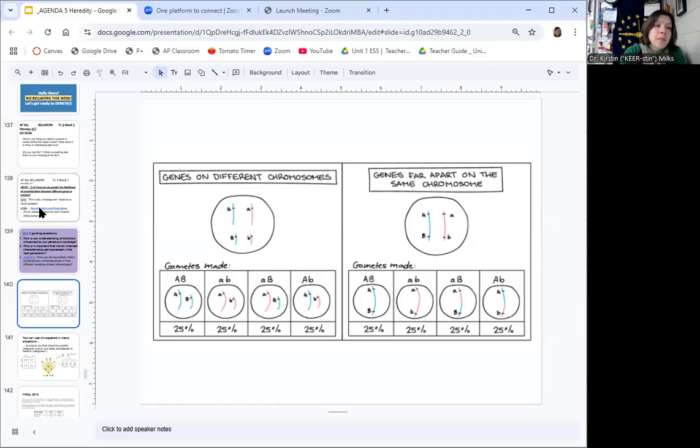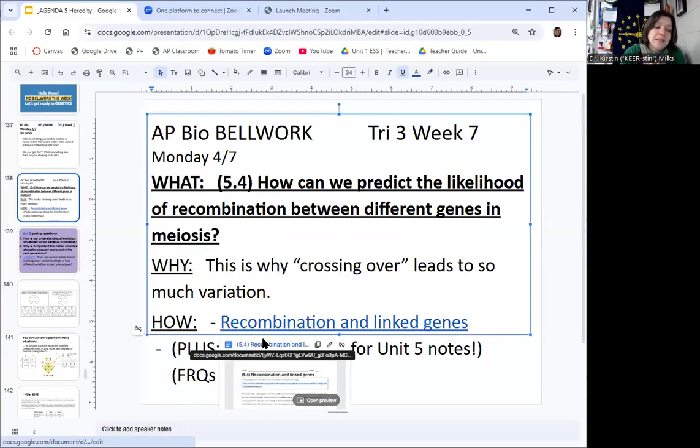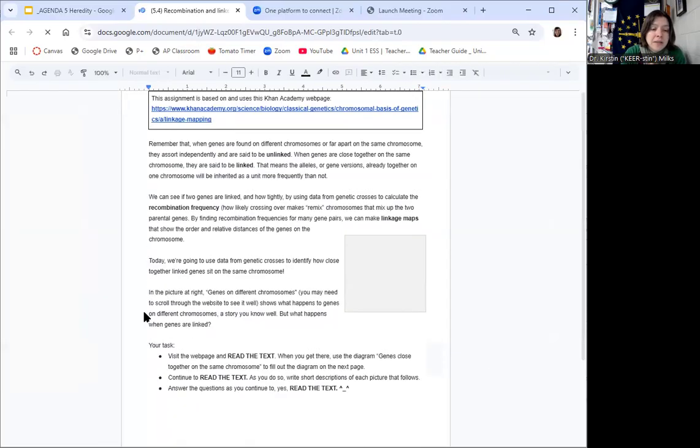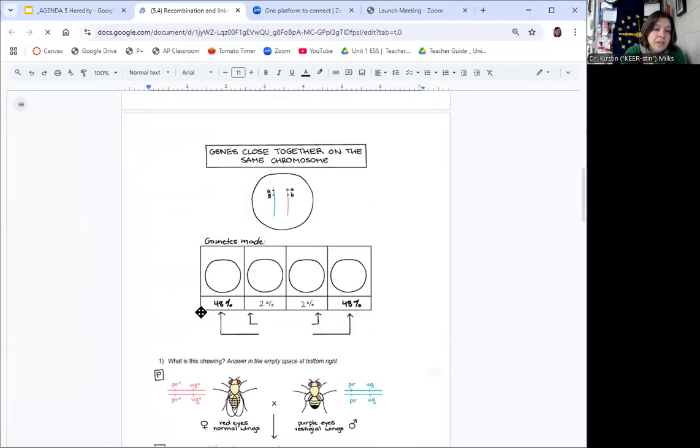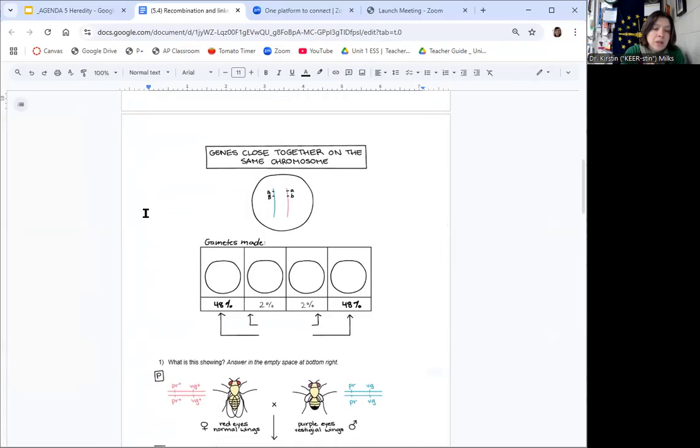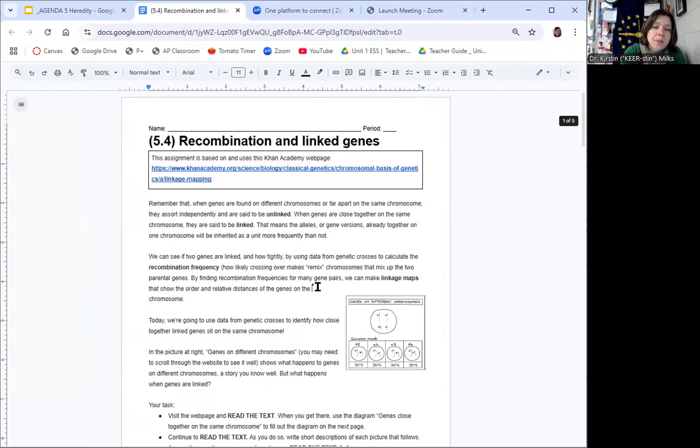But when we look at some other examples, like the ones in today's assignment, you're going to see that can be some big differences. So, for example, here are some that are really close together. So mostly you get the chromosome from genetic granddad and the chromosome from genetic grandma, but of the gametes that get made, a very small fraction of them will have that recombination. So anyway, this assignment is based on and uses the Khan Academy webpage about linkage mapping.